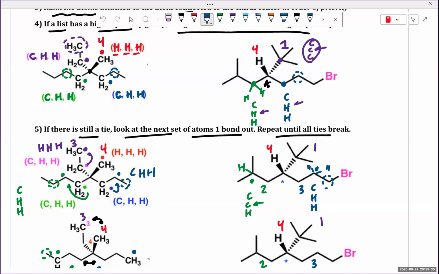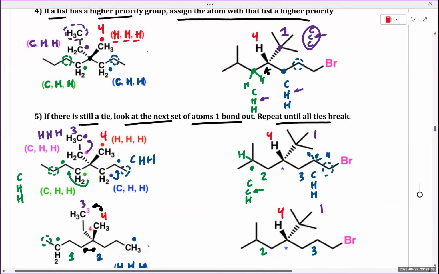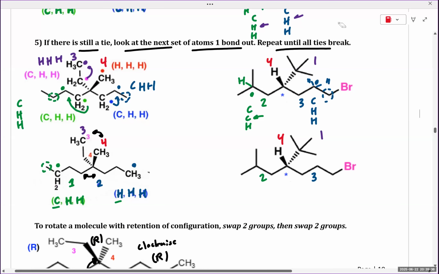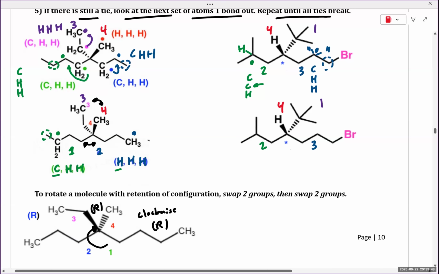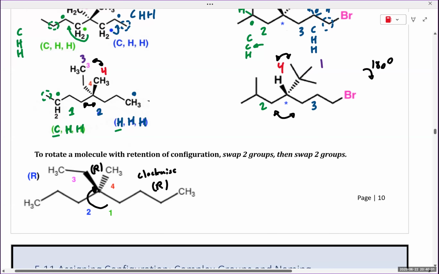Importantly, even though we have this bromine sitting at the end of the chain, it doesn't matter. We only care about the priority ranking, counting 1 carbon at a time, counting away from our chiral center until all ties are broken. Now, if we want our lowest priority group in the back, we just swap 2 groups. We rotate this molecule 180 degrees. That's what this swapping is doing. You can prove this with a model kit. And that gives us the following redrawn structure, which looks like this.